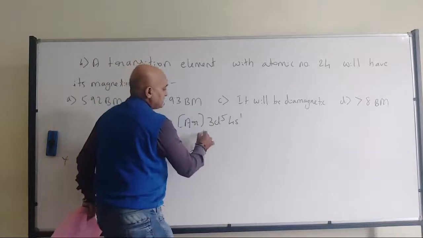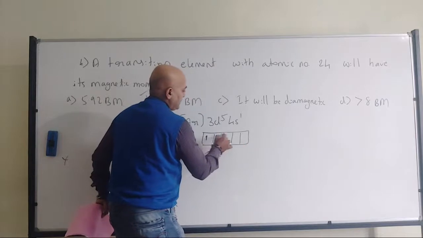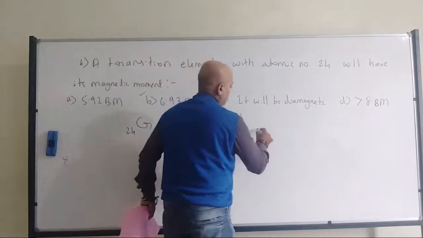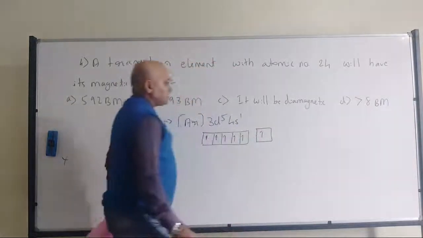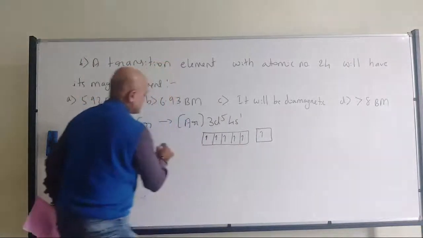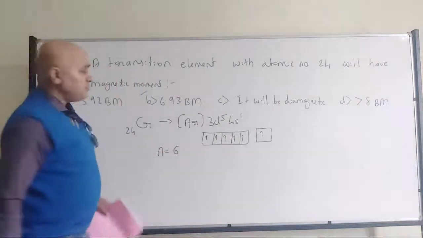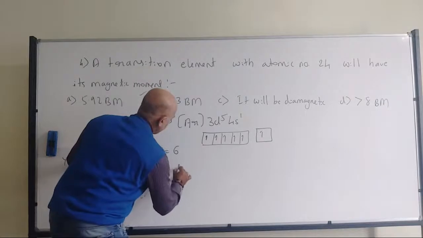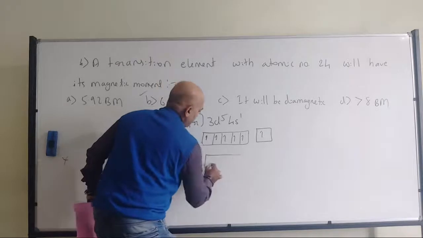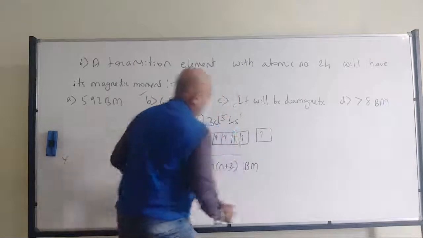So naturally, in the d subshell, all the orbitals have unpaired electrons. Along with that, there is one unpaired electron at the 4s subshell. So total how many are there? 6. That means the total number of unpaired electrons is 6. Now you can calculate by using the formula, magnetic moment is equal to square root of n into n plus 2 Bohr magneton.